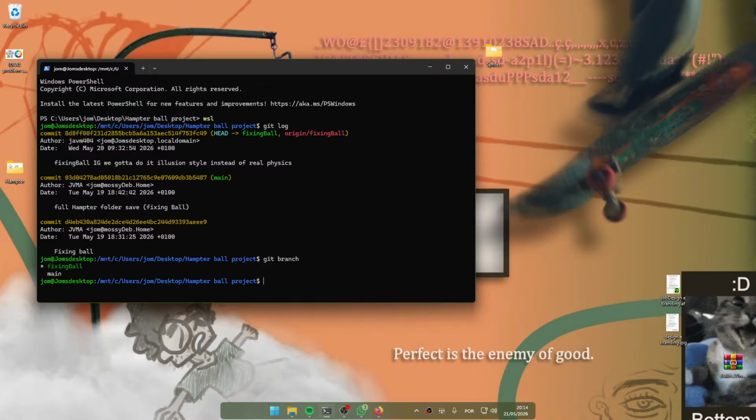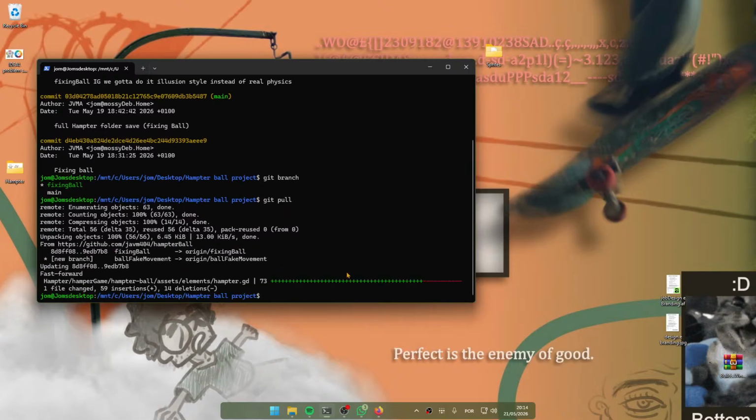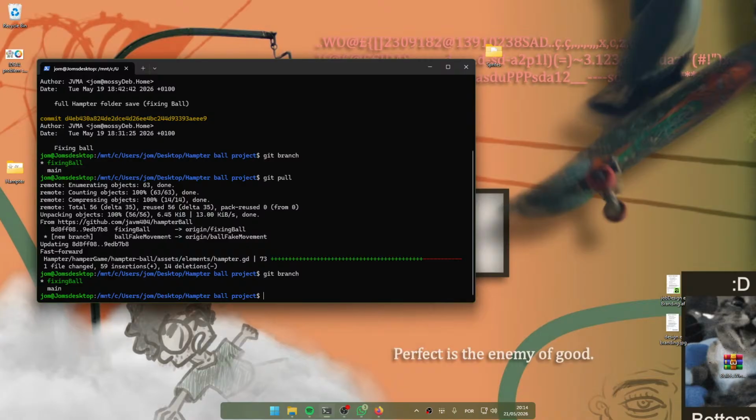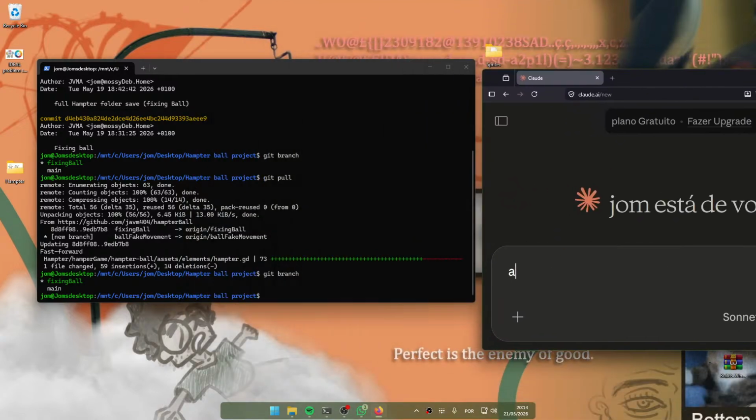Hold on. Give me just 1 second. How do I? If I just do git pull, does it pull? But it doesn't pull everything, right? No, it just pulled from this branch. Hold on.